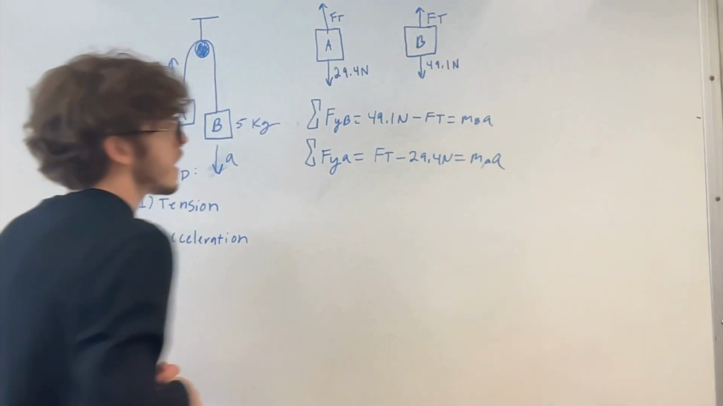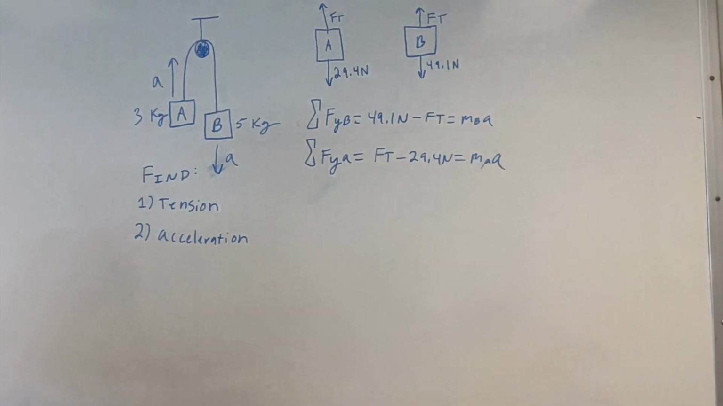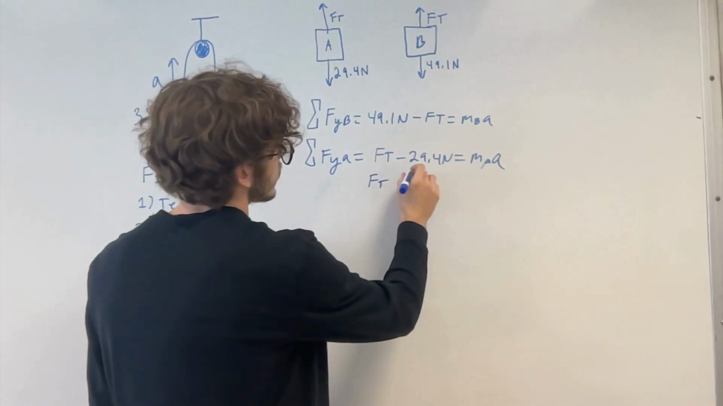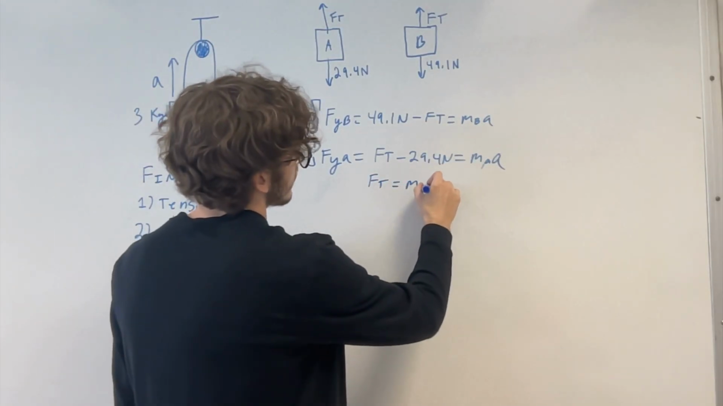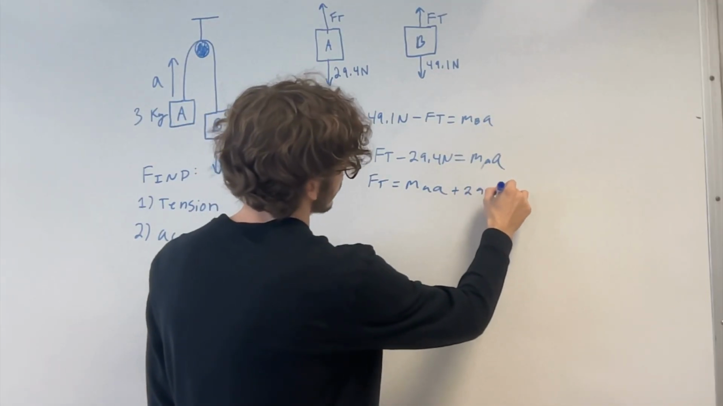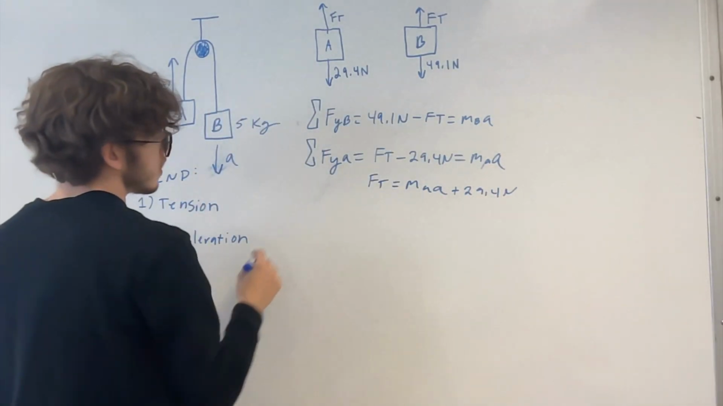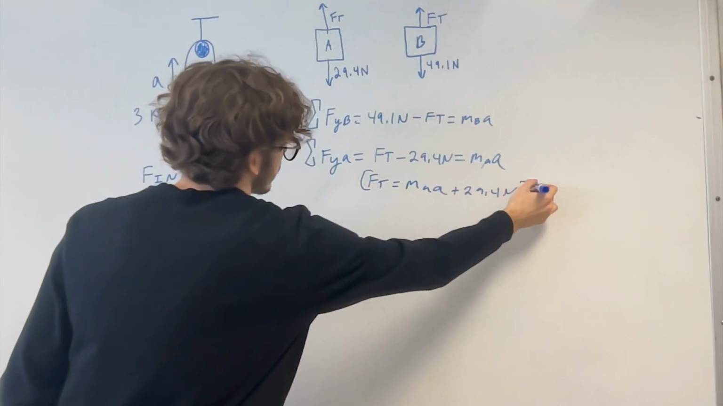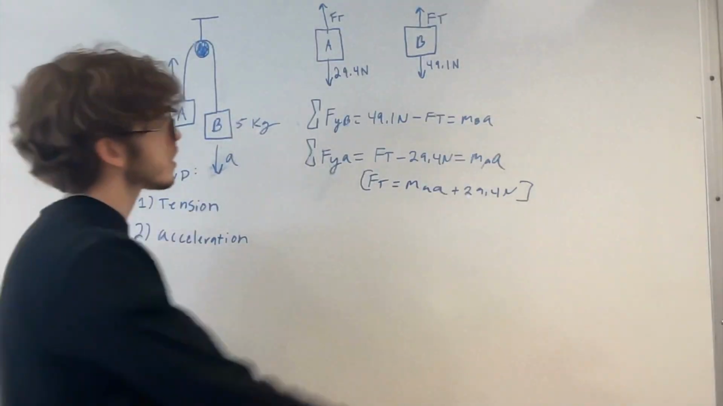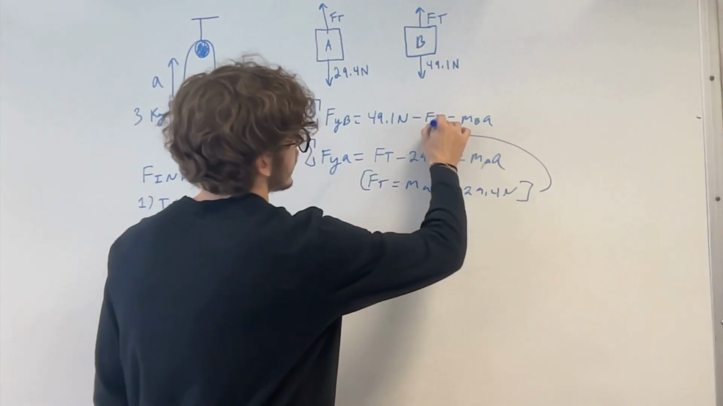Alrighty, so now let's do some algebraic manipulation of this here. Let's solve for the force of tension here. So we're just going to move the 29.4 newtons over. We get mass of A times the system acceleration plus the 29.4 newtons is equal to the force of tension. We don't know the acceleration. That's what we want to find here quick. So let's plug this in right here.